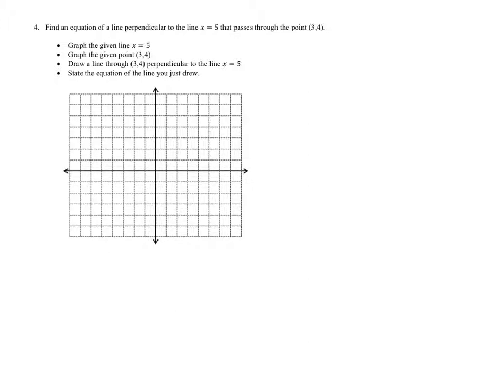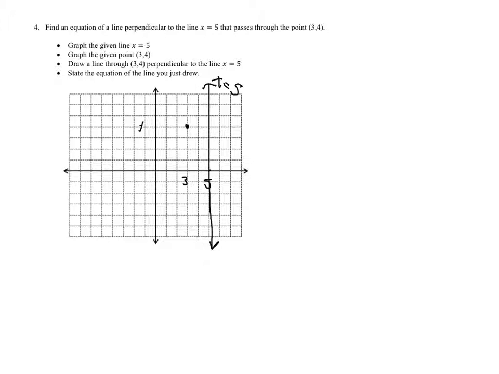In the slide before, we wanted to find the equation of a line parallel to this line. So we're going to graph x equals 5, and this should be pretty easy. 2, 3, 4, 5, because I just graphed it. Okay. x is equal to 5. And then graph that given point, 3, 4. 1, 2, 3, 1, 2, 3, 4. There it is, again, in all its glory.